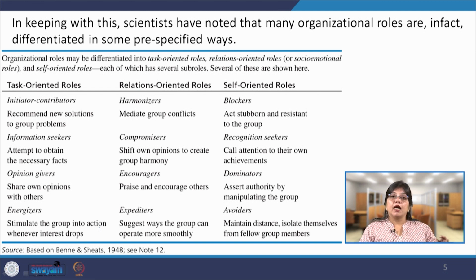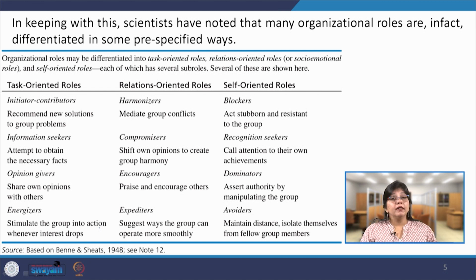So, these are the role differentiations that make you different from the other person when it comes to performing a role. The other is self-oriented roles, which is very much related to an individual's self-interest only. That is, they are blockers, they are recognition seekers, they are dominators and they are avoiders. But ultimately their basic aim is to satisfy their own personal interest, to act stubborn and resistant to the group while going against the group decision. They call attention to their own achievements, they will boast about their achievements so as to get maximum attention from the other members.